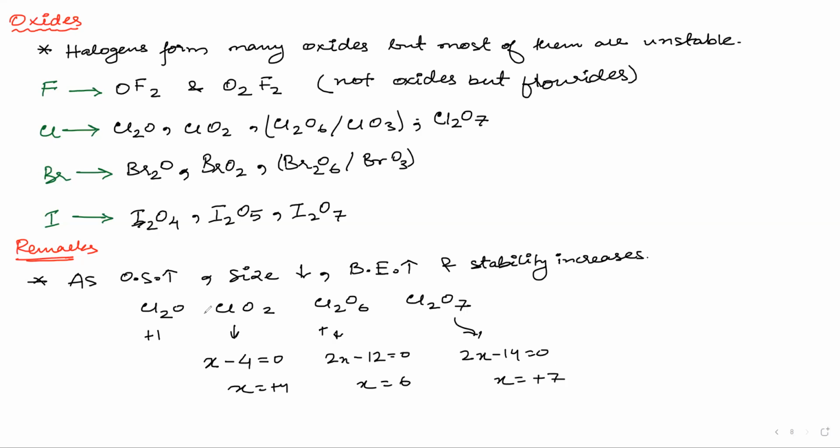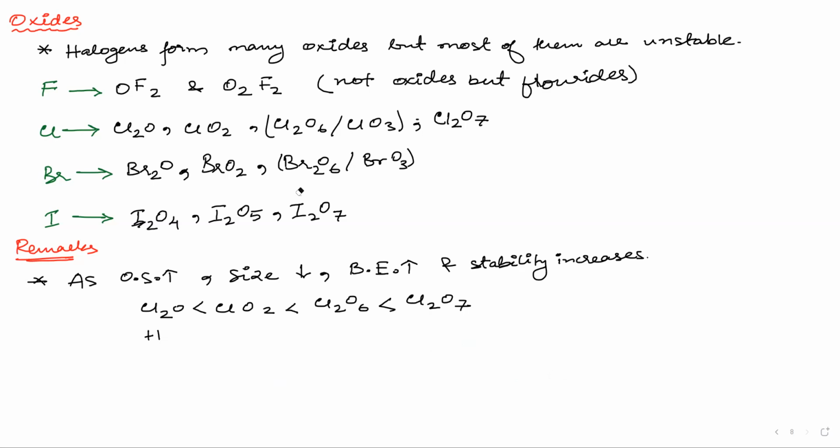Okay, so the stability order will be like this. Higher the oxidation state, higher will be the stability. This one is +4, this is +6, this is +7. Done. Next point, oxides of halogens are reactive and oxidizing agents.